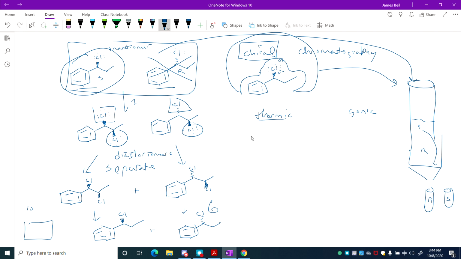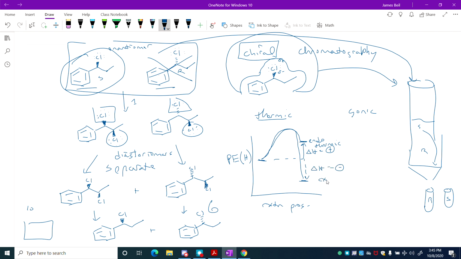Endothermic has to do with plotting the potential energy, which is the same as the enthalpy, over the reaction progress. So if I have a starting potential energy and my products end up higher in potential energy, I have a positive delta H. That's endothermic. If the products are lower in potential energy than the reactants, and I have a negative delta H, that's exothermic.